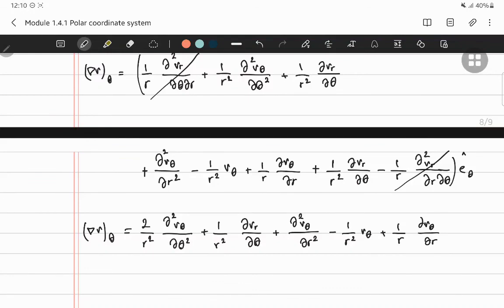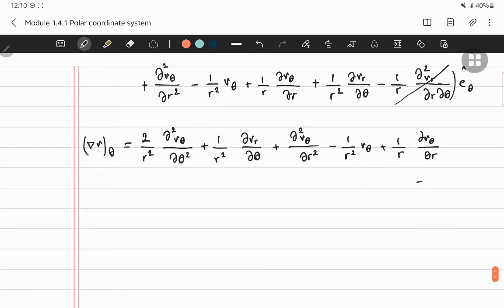So this is 2. All right. Which is the same as equation 23341. All right, and this actually finalizes our calculations of the gradient, divergence, curl, Laplacian, in the polar coordinate system.